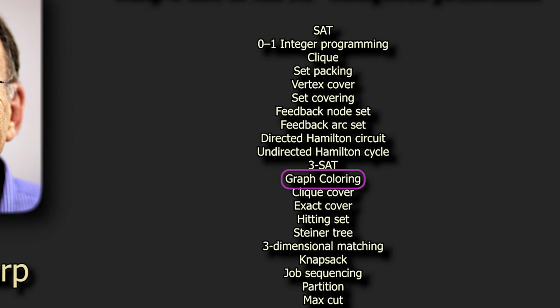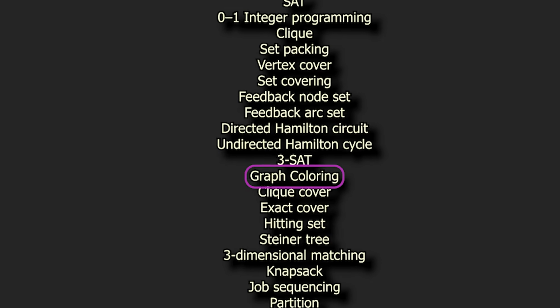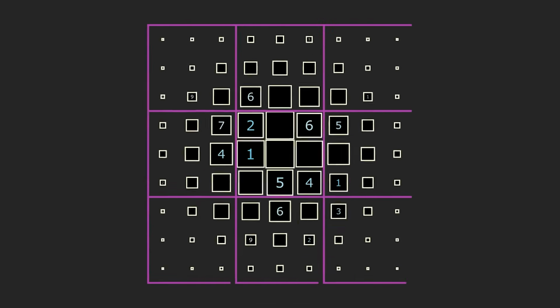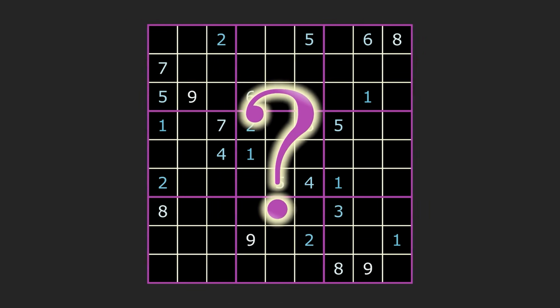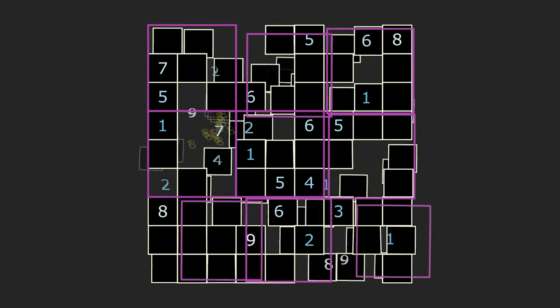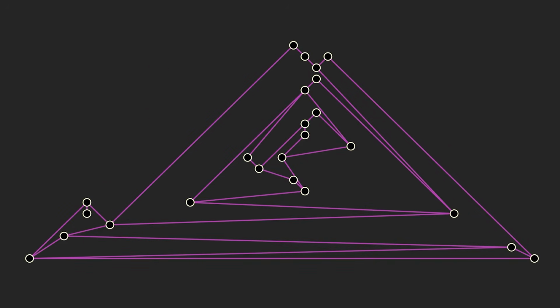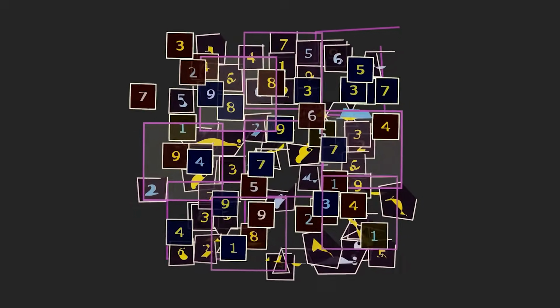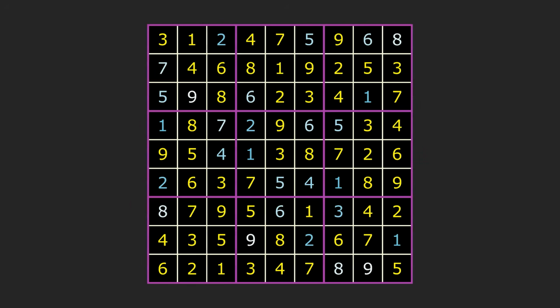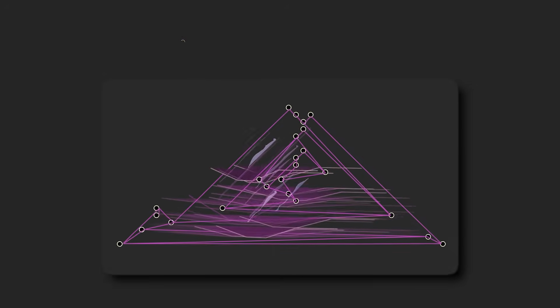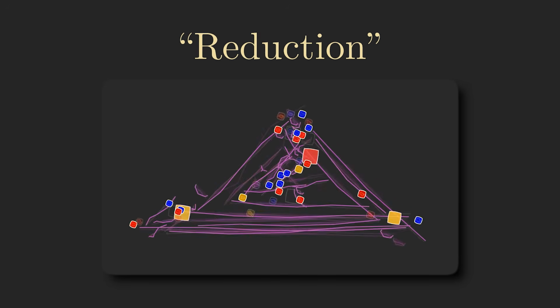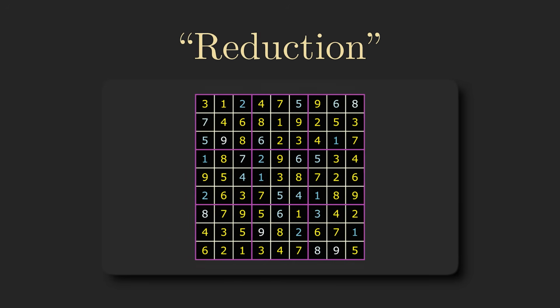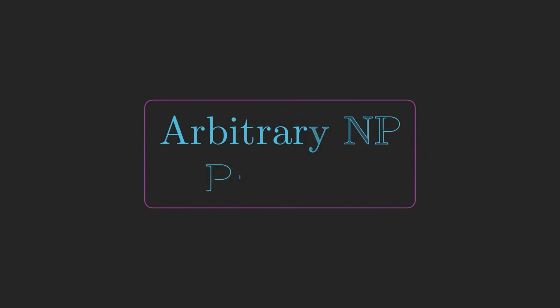So as weird as it may sound, there's a way to take any NP problem, for example, determining whether this Sudoku puzzle has a solution, and transform it into a graph such that the puzzle has a solution if and only if the graph is 3-colorable. And a 3-coloring of the graph would encode the solution of the Sudoku puzzle. The process for how that works is called a reduction, and it may be something I cover in a future video.